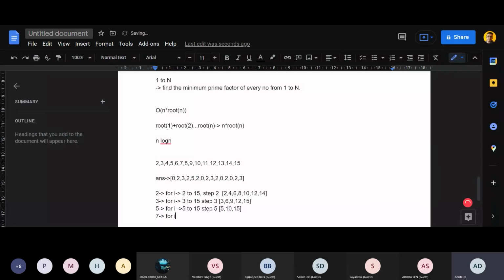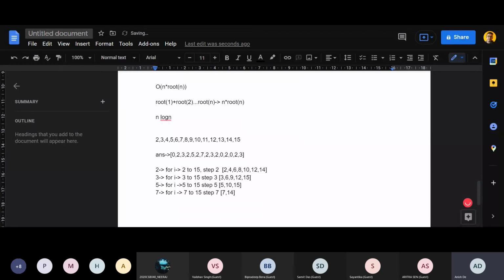The for loop for 7 will be 7 to 15, step 7. So it should be 7, comma, 14. We update the answer for 7 as 7. 14 already has a prime factor, that is 2. We don't need to change that. Next, 8 is not prime since it already has 2. 9 is not prime since it has 3. 10 is not a prime number.